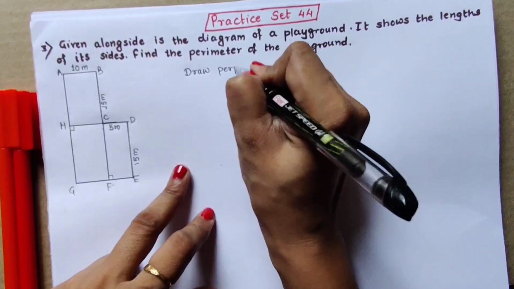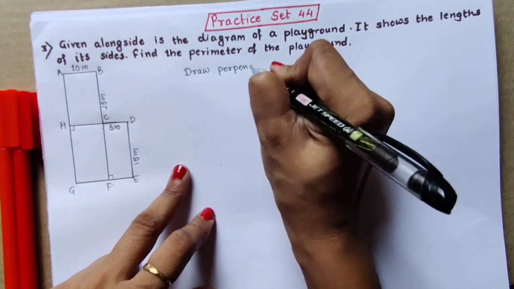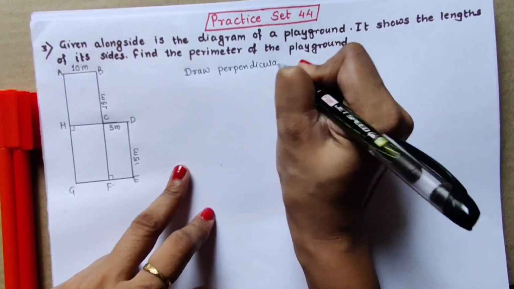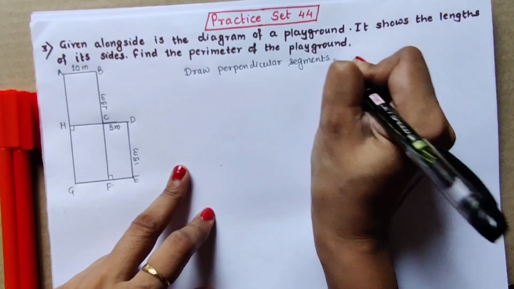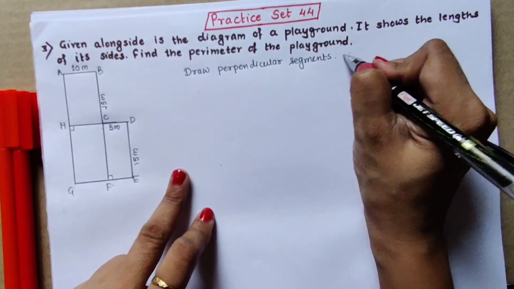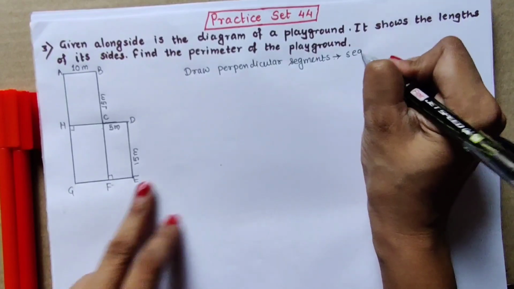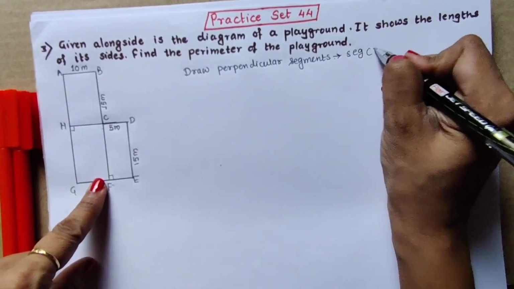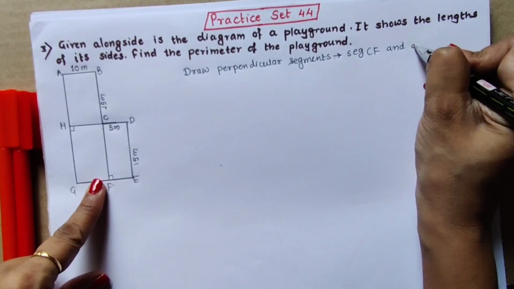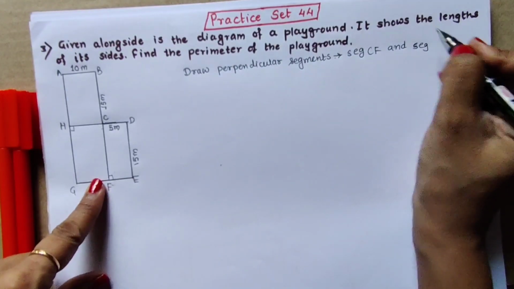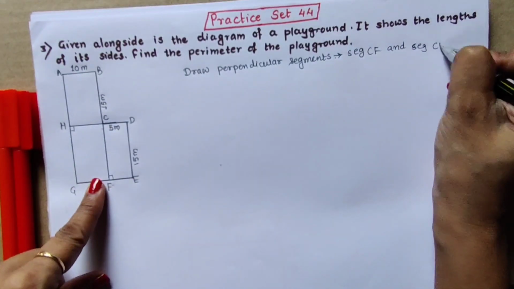Draw perpendicular segments. Which segments have we drawn? Segment CF, this one is CF, and segment CH.